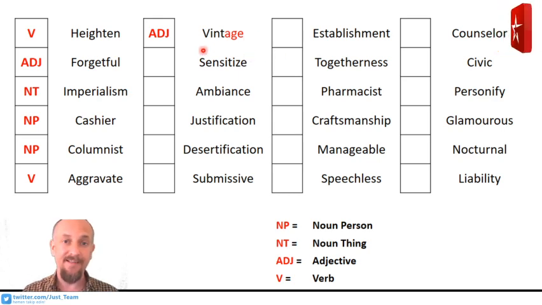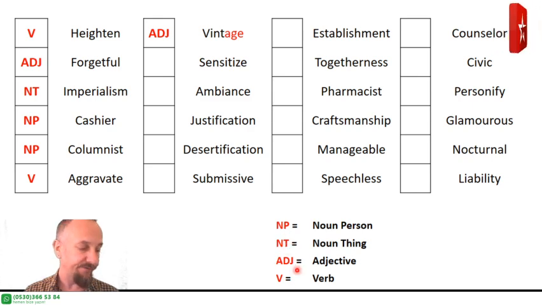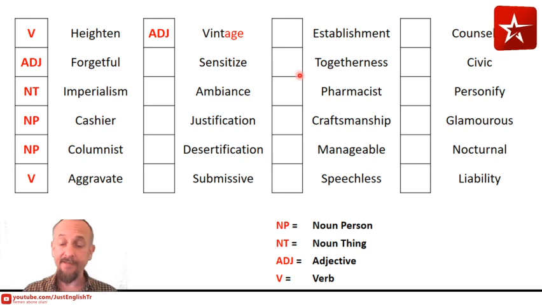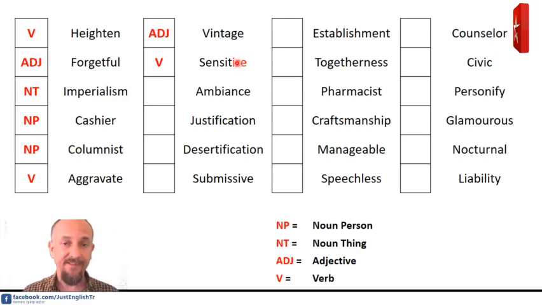Then we have sensitize here. Sensitize. Is that a noun person, noun thing, an adjective, or a verb? I didn't quite understand your question. Sensitize is actually a verb. Well done, Onur. First one there. It's actually a verb. To sensitize something, to make something sensitive.